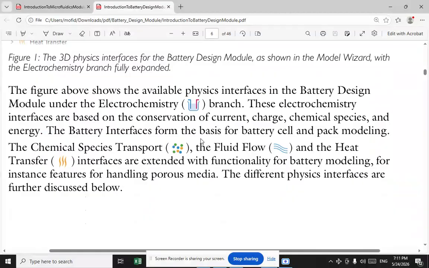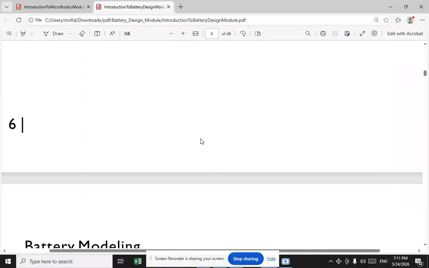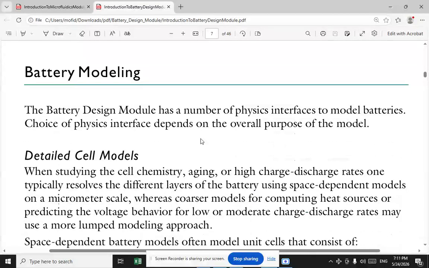The chemical species transport, fluid flow, and heat transfer interfaces are extended with functionality for battery modeling, for instance, features for handling porous media. The different physics interfaces are further discussed below. The first one is battery modeling. The Battery Design Module has a number of physics interfaces to model batteries. The choice of physics interface depends on the overall purpose of the model.